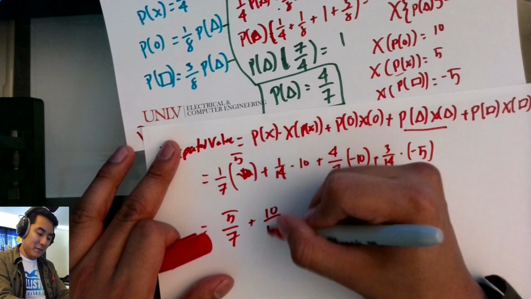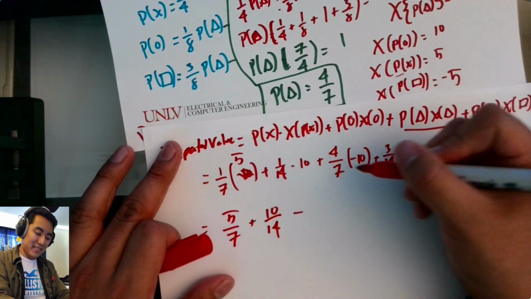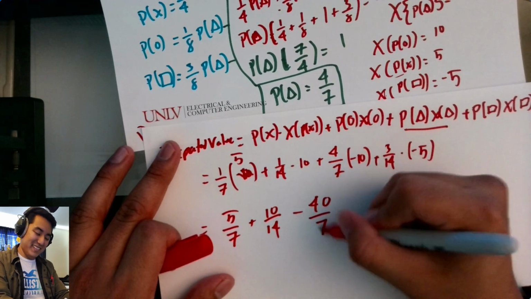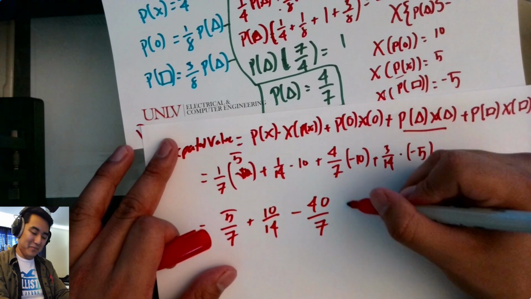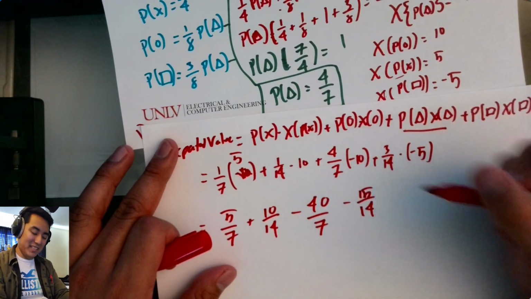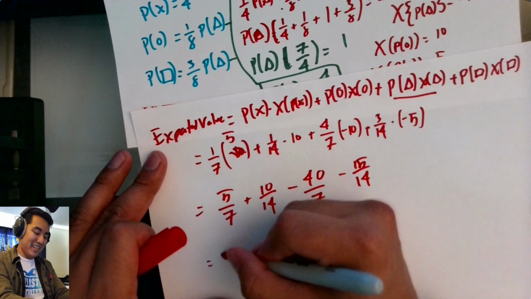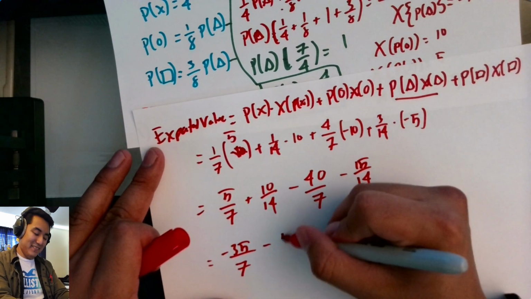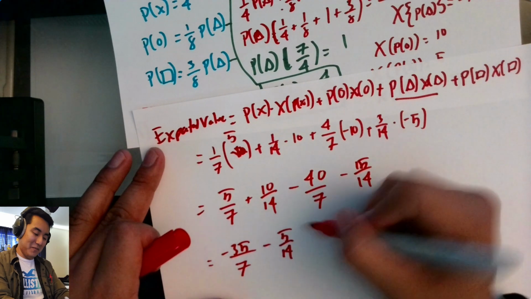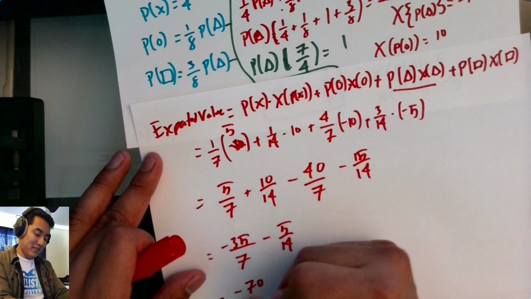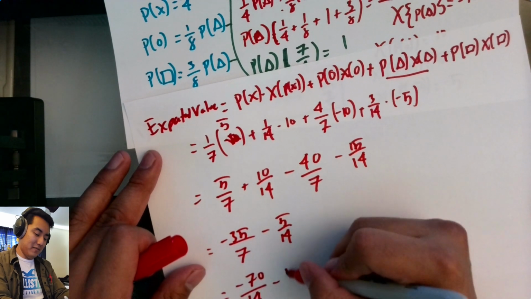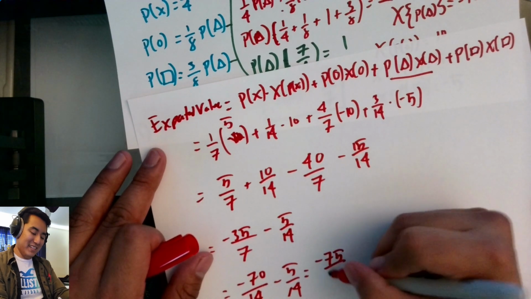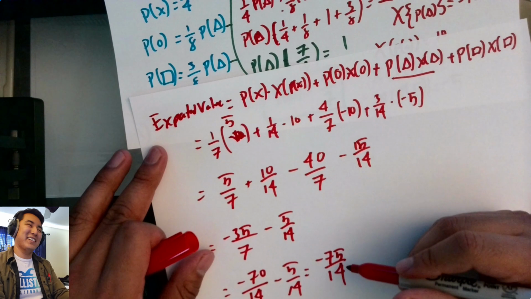Plus 10 divided by 14 minus, okay, we're gonna have to do this. It's gonna be painful. Minus 15 over 14. If I were to do the math, minus 35 over 7 minus 5 over 14th, which is equal to, if I were to double that, minus 70 over 14 minus 5 over 14. It's equal to 75 over 14. Yeah, there you go.